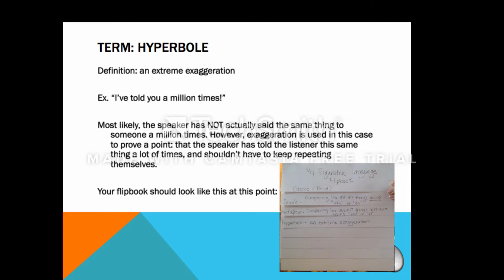Here is a picture of what your flipbook should look like at this point. Please remember you can pause the video so you can write the terms and definitions at your own pace.